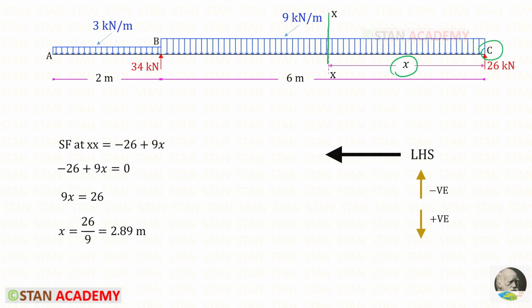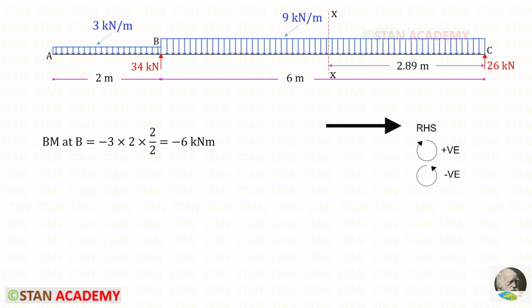You can see that I have made a section XX at a distance of X from C. If we make the section from A, it will be a little difficult. That is why I have made the section from C. Using the left hand side rule, let us find the shear force about the section. RC is acting upwards, so it will be negative. This UDL is acting downwards, so it will be positive. The area of the rectangle is 9 into X. We know that in this section the shear force is 0, so we can equate this to 0, thereby getting X as 2.89 meter.